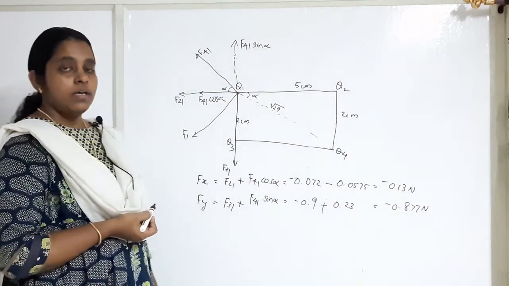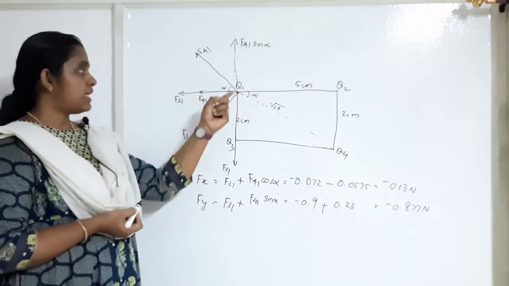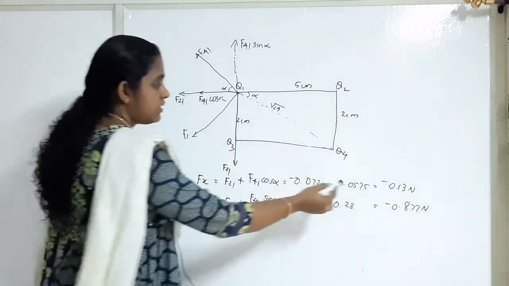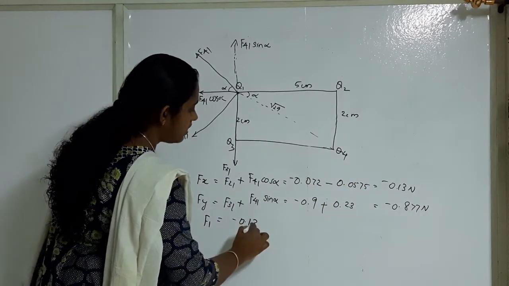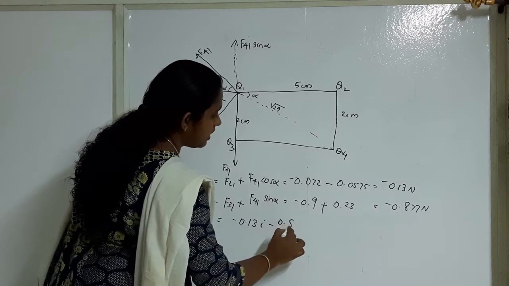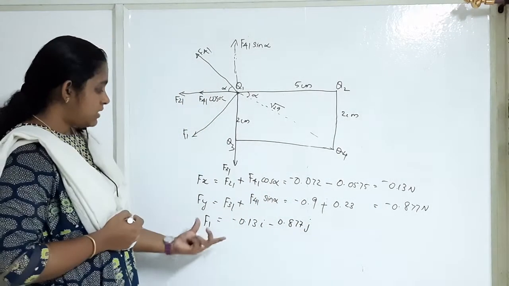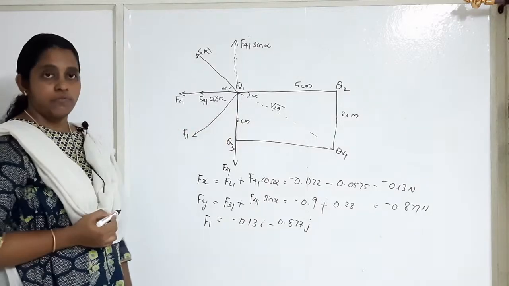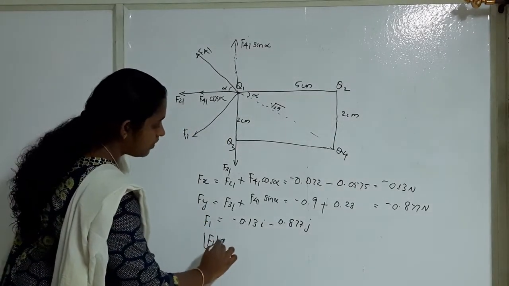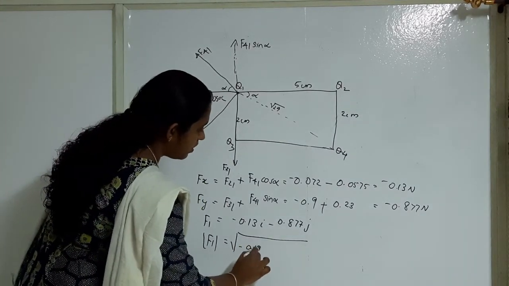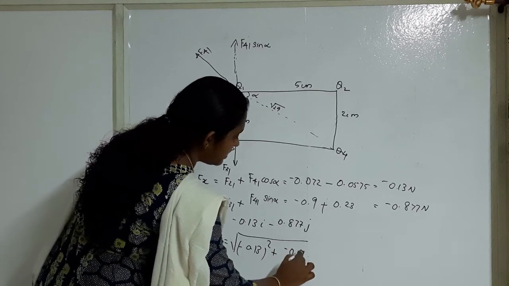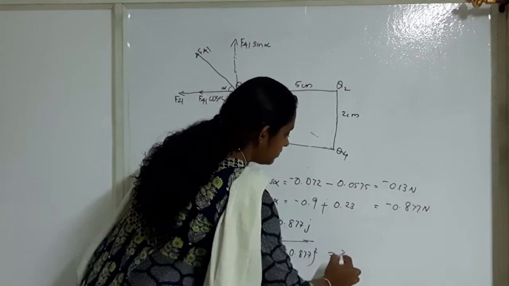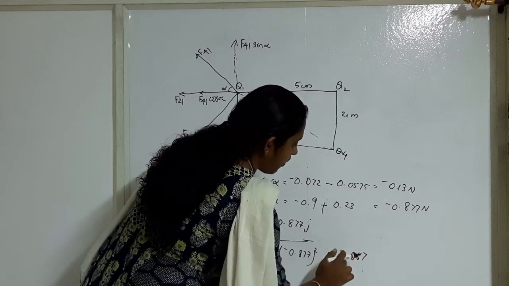Now we can find the resultant of these two forces, one in the x direction and one in the y direction. The resultant will be in this direction, F1. So F1 can be represented as minus 0.13 i, with y direction force minus 0.877 j. This is the resultant force F1, which should be in this direction because it is the resultant of these two forces. Now we can find the magnitude of F1 by the square root of minus 0.13 squared plus minus 0.877 squared. So this becomes 0.887 Newton.